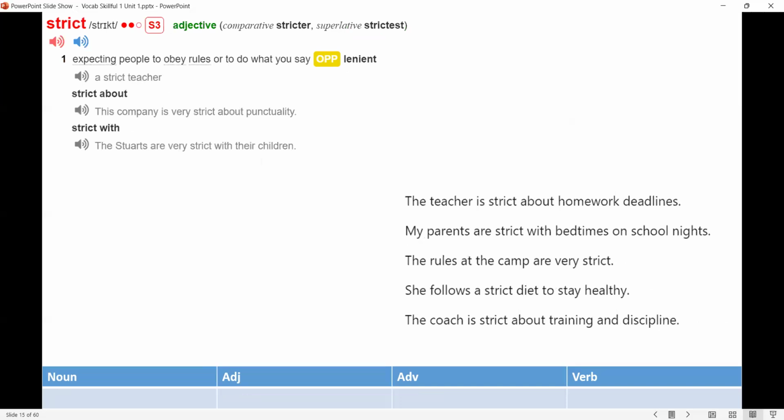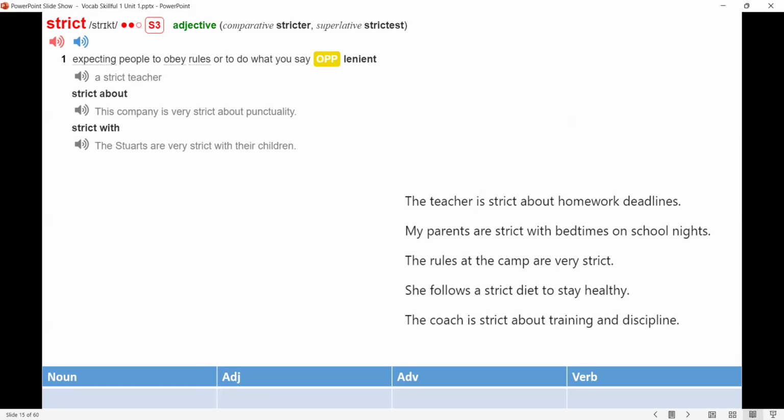Strict, on the other hand, refers to someone who's not flexible, like army officers. They expect people to obey rules, so they stick to rules. Rules matter to strict people. They are not flexible, they are not lenient. You cannot bend the rules. You have to play by the book.